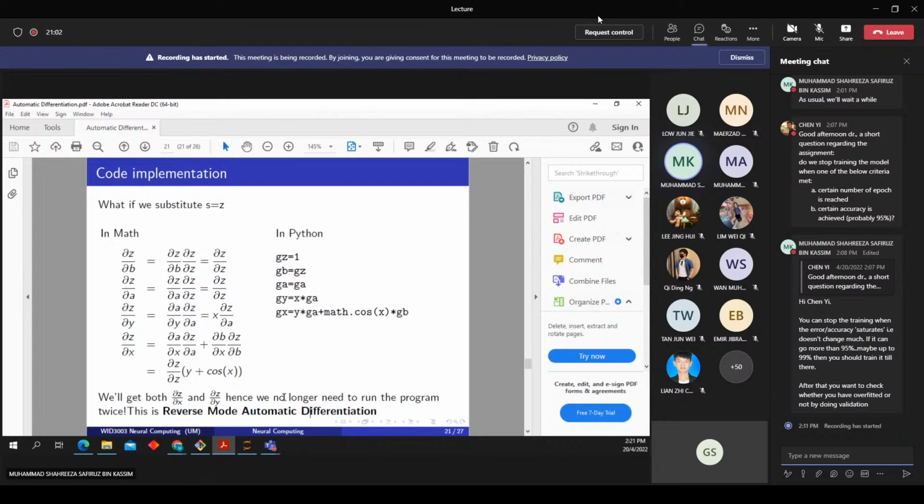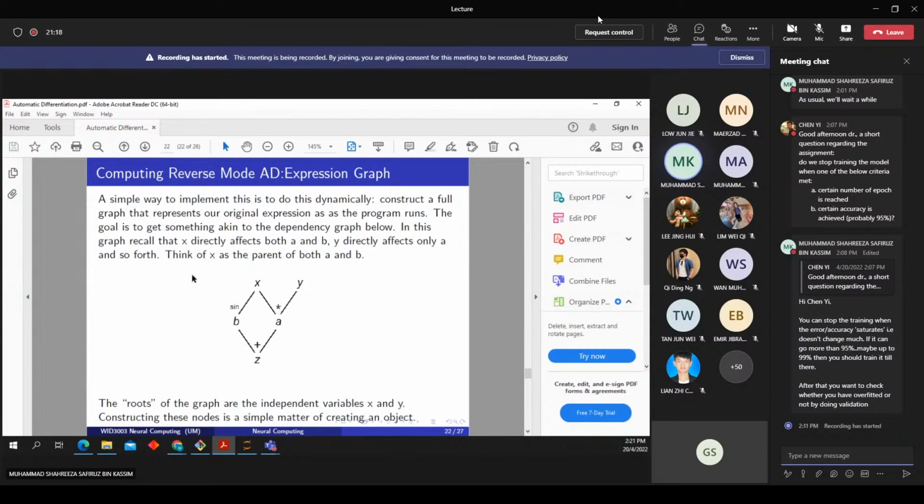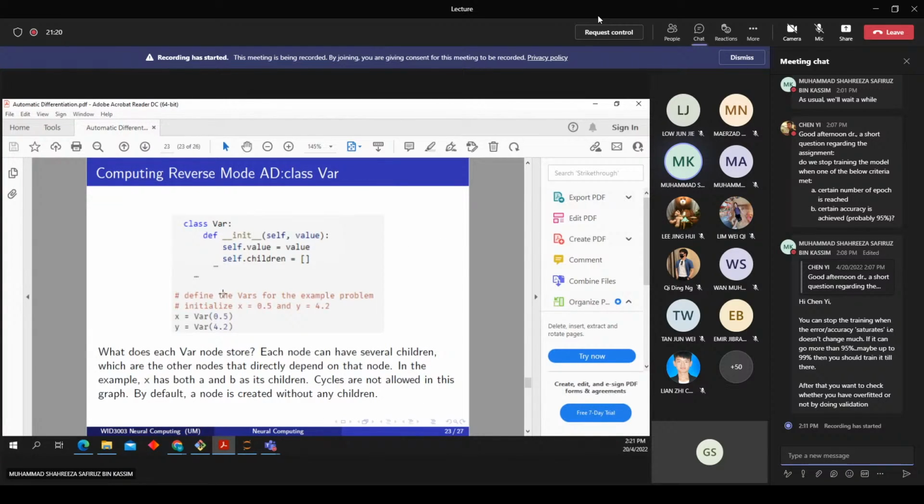Hence, we no longer need to run the program 1,000 times, or in this case twice, because we only have 2 inputs, x and y. So this is reverse automatic differentiation. Later we'll talk about the expression graph, and later we'll see how the reverse mode automatic differentiation is implemented.